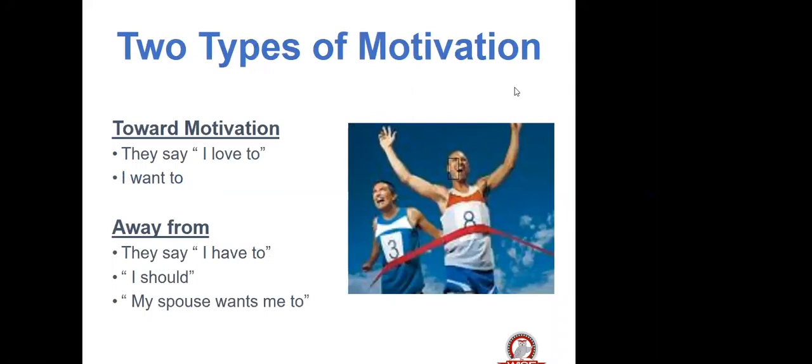There's two types of motivation, very similar to the previous slide of pain and pleasure. People will go towards, so they have this toward motivation. They'll say, I love to, or I want to, it's moving forward. When it's about away from, okay, that in a sense is negative, they'll say, I have to, I should, my spouse wants me to. And even energetically, you can hear it in their voice, that angst.